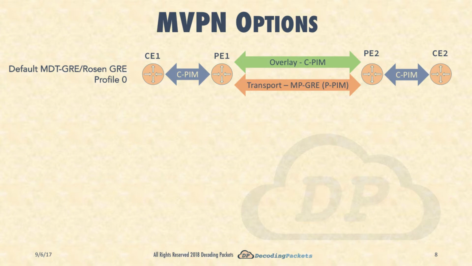Finally, there's the question of the transport. So how do you transport these packets? Control packets for one, but ultimately, how do you transport data packets across the provider core? Well, as we discussed with Rosen GRE, you use multi-point GRE tunnels. So these are GRE tunnels with destination addresses that are multicast groups. And ultimately, these tunnels are going to be signaled using PPIM, which is provider PIM. So yes, in this particular option, you would have to run PIM in the provider core to facilitate the building of these MP-GRE tunnels.